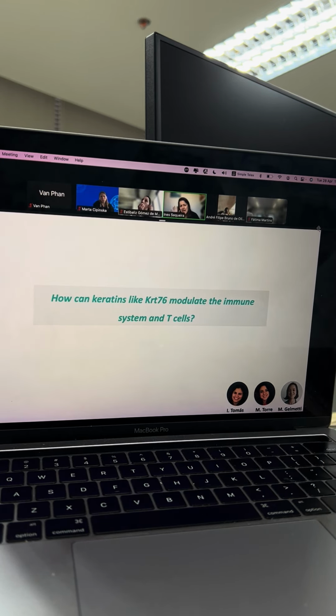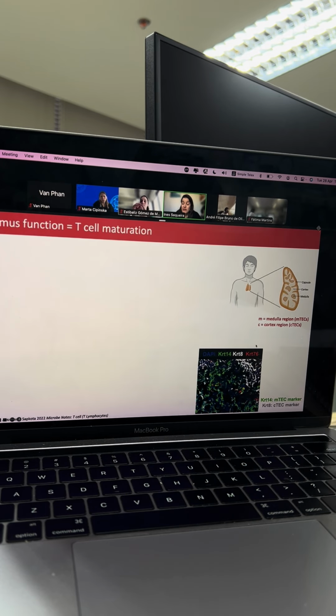For us, this was a really puzzling idea. And this work was started by Inês Tomás and Marina Torre back at King's, but then followed up by a very talented PhD student, now postdoc in my lab at Queen Mary, Mara Gelmetti. Mara is an immunologist, and she really brought a new twist to this project that went from epithelial biology to immunology. We found that keratin 7.6 is actually expressed in some very rare superpopulation of thymic epithelial cells.